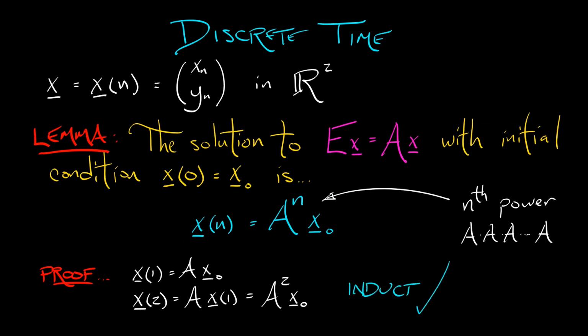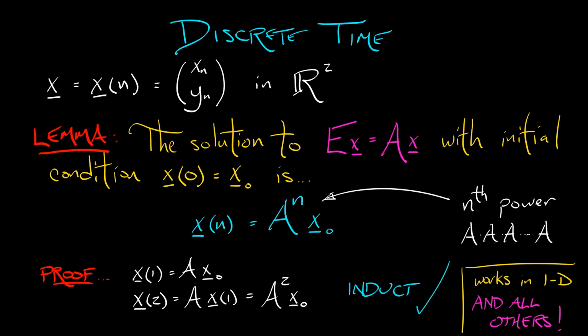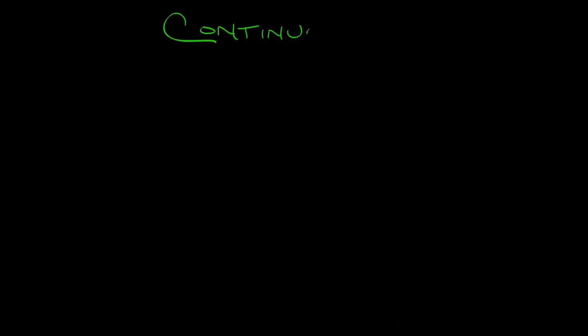Now, here's the cool thing. This matches perfectly with what we did in 1D. And this works in higher dimensions as well. There's no constraint based on dimension. We just solved all linear systems in discrete time. Boom. All right, then, I'm feeling pretty good about that. So let's move on to continuous time, see if we can do the same thing.